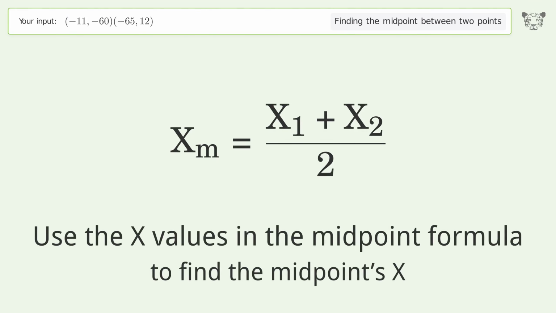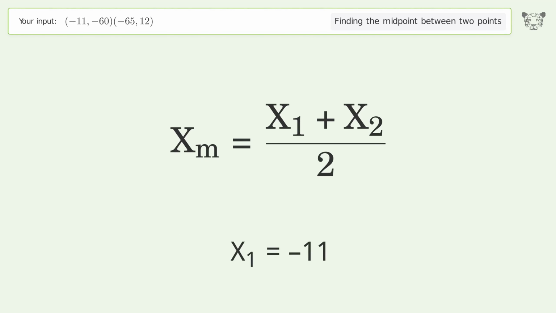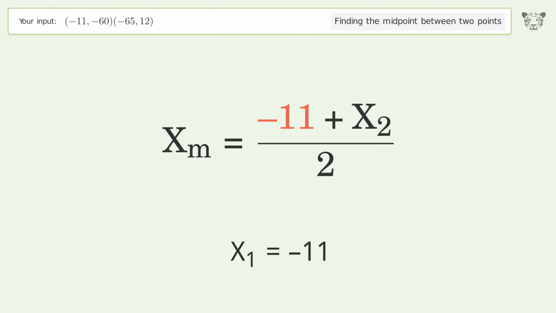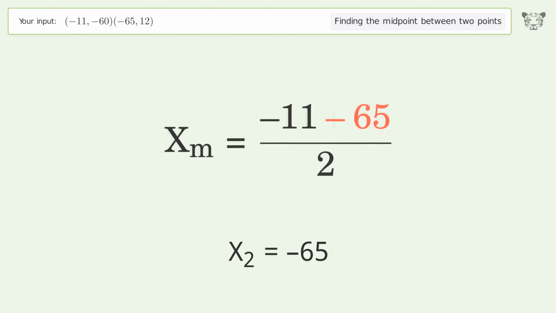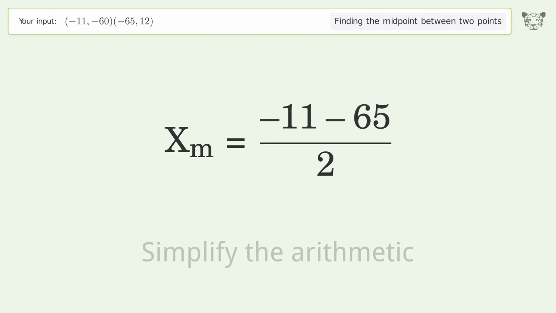Use the x values in the midpoint formula to find the midpoint's x. x1 equals -11. x2 equals -65. Simplify the arithmetic.